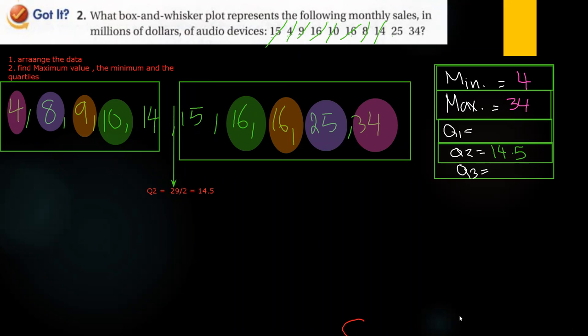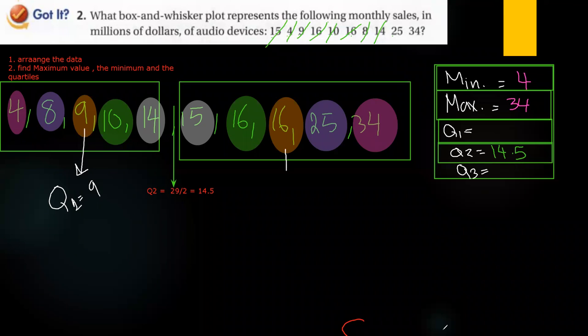Is it right? Yes, ma'am. Now then, which number in the middle here divides the first bar of chocolate into two equal parts? Number 9, bravo. And which number in the second bar divides it into two equal parts? 16. Bravo. So we find now that Q1 is 9 and Q3 is 16.